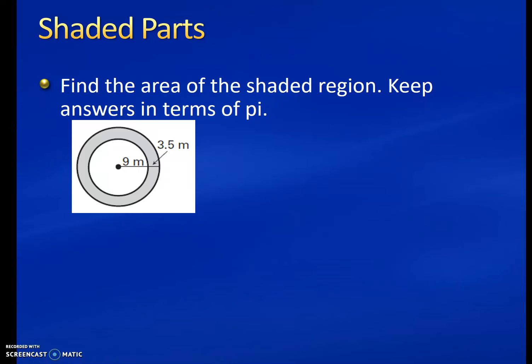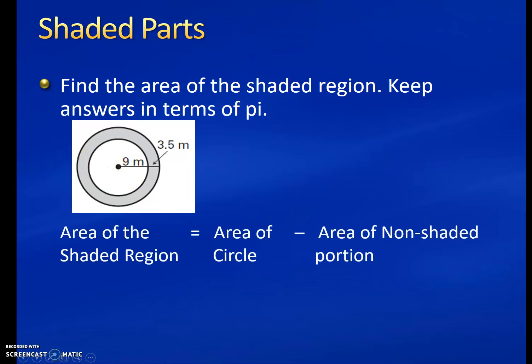So thinking about it, I realize I want to get the area of the shaded region, so I know I'm going to have to get the area of the whole circle. Well, I need to take away the one that's not shaded, so I'm going to subtract that off. Okay, so this is what it's going to look like.